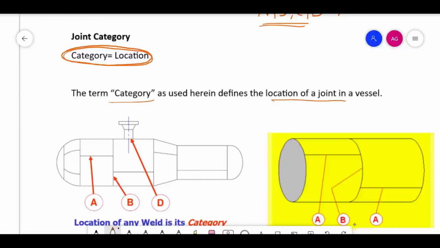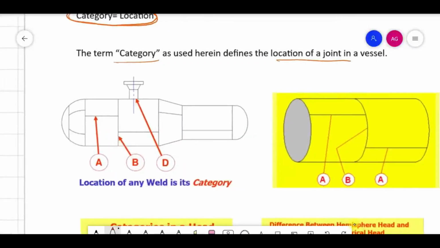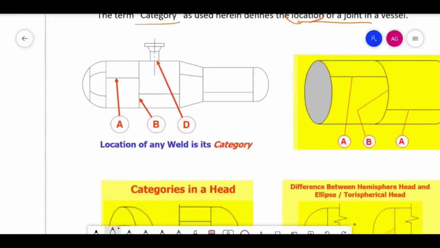Any vessel you make has a shell, a nozzle, a dish end, a flange, right? All these things are there. You put a joint in it, you join it by welding. There are different joints according to their location, and they have been given names. One is written as A, which is called the long seam.